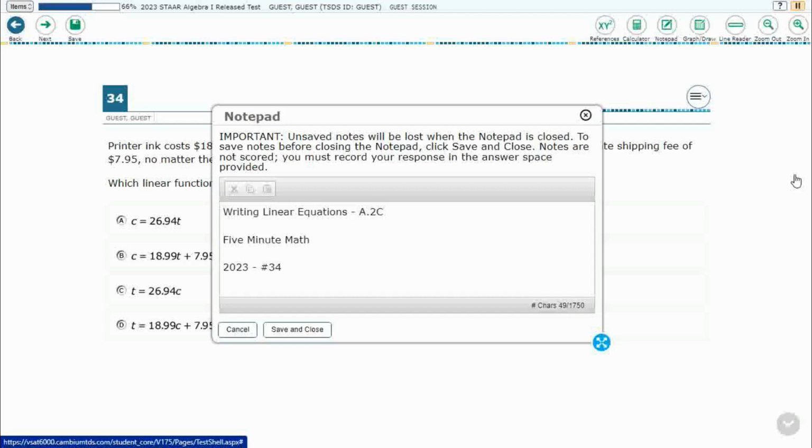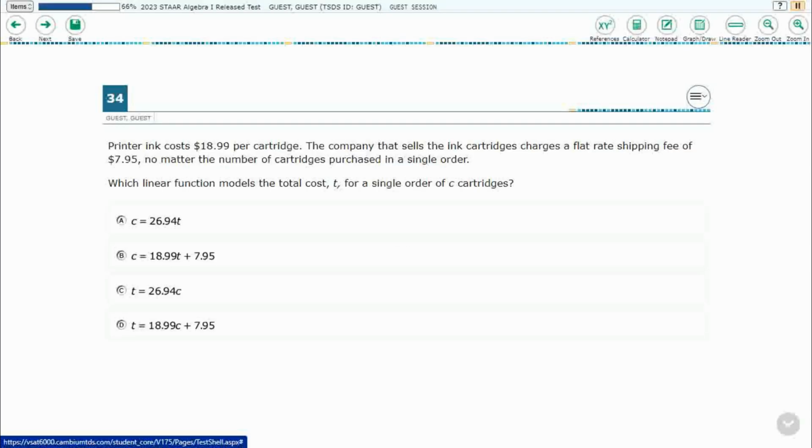Today we are looking at the Algebra 1 concept of writing linear equations. This is standard A.2C in the great state of Texas. We are using item number 34 of the 2023 released STAAR test. If you haven't done so already, please go ahead and take a moment to pause the video, work this problem out on your own, unpause it, and we will look at our answers together.